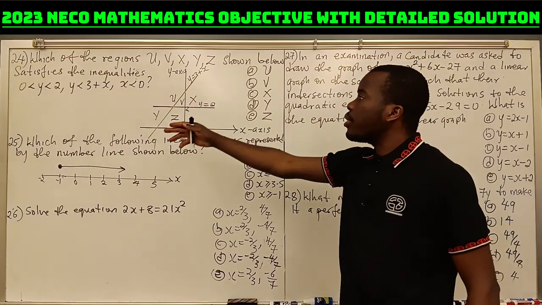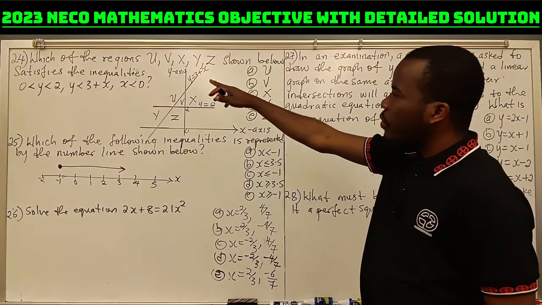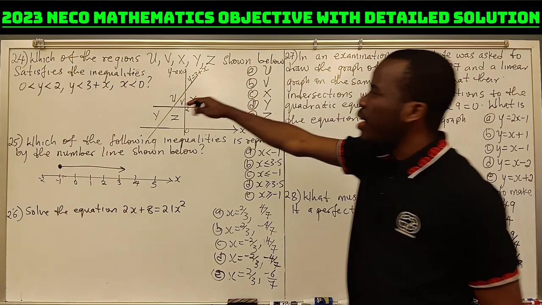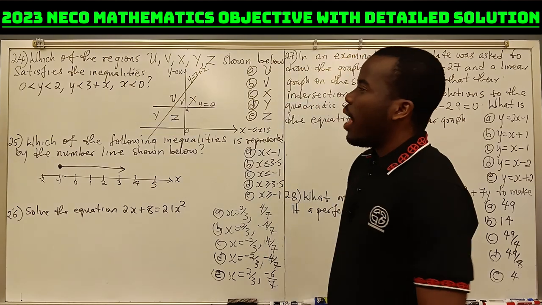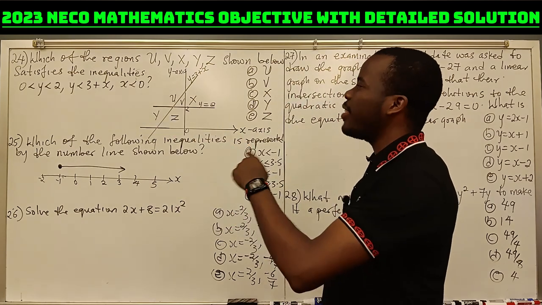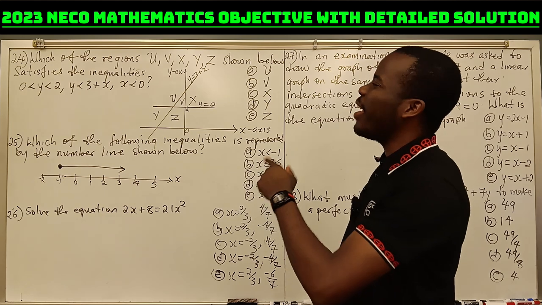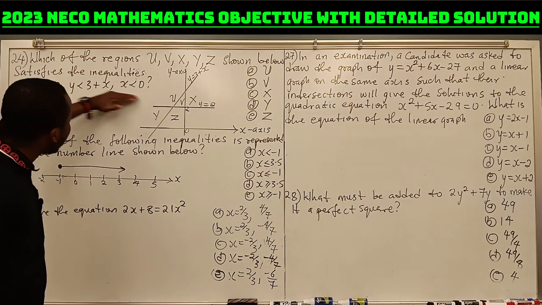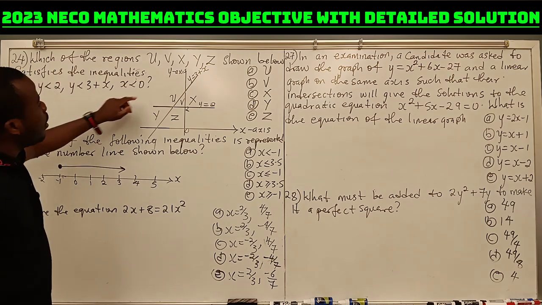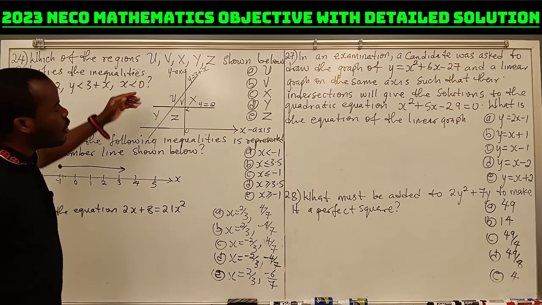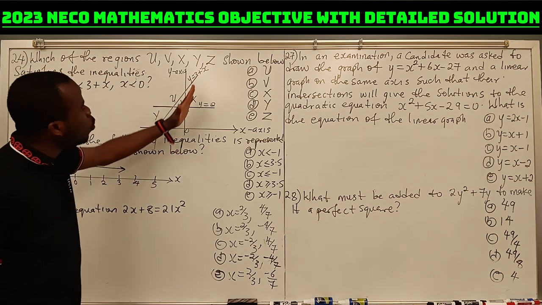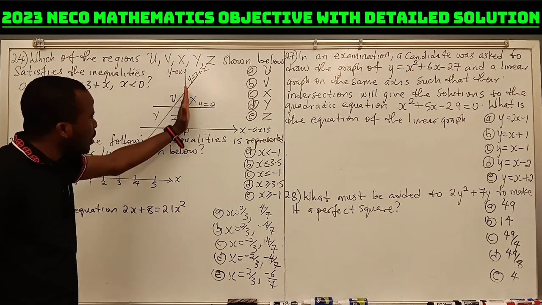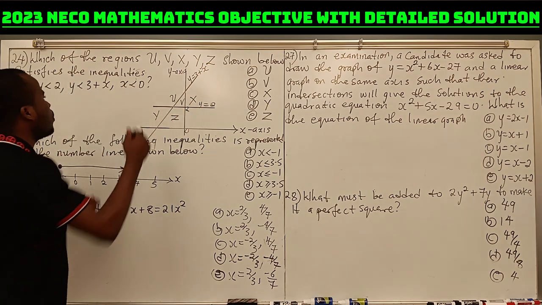So the next question says, which of the regions U, V, W, Y, Z shown below satisfies these inequalities? y is greater than 0 and less than 2, y is less than 3 plus x, and x is less than 0. So we are looking for the region that satisfies these inequalities. Let's start with this. x is less than 0 tells us that the region will be in the negative part of x, not in the positive part. So it will be in this side. That is what this one tells us.